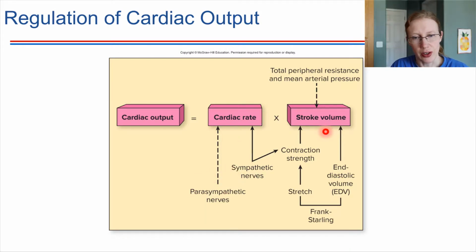Coming over to stroke volume, some things that increase stroke volume would be how strong the contraction is. The stronger the contraction, the greater the stroke volume. The greater the amount of blood sitting in the ventricles, the stronger the contraction will be, so that's going to increase the stroke volume as well. And then finally, what is it that decreases stroke volume? Resistance in the blood vessels. So again, we'll be coming back to blood vessels in the next video.